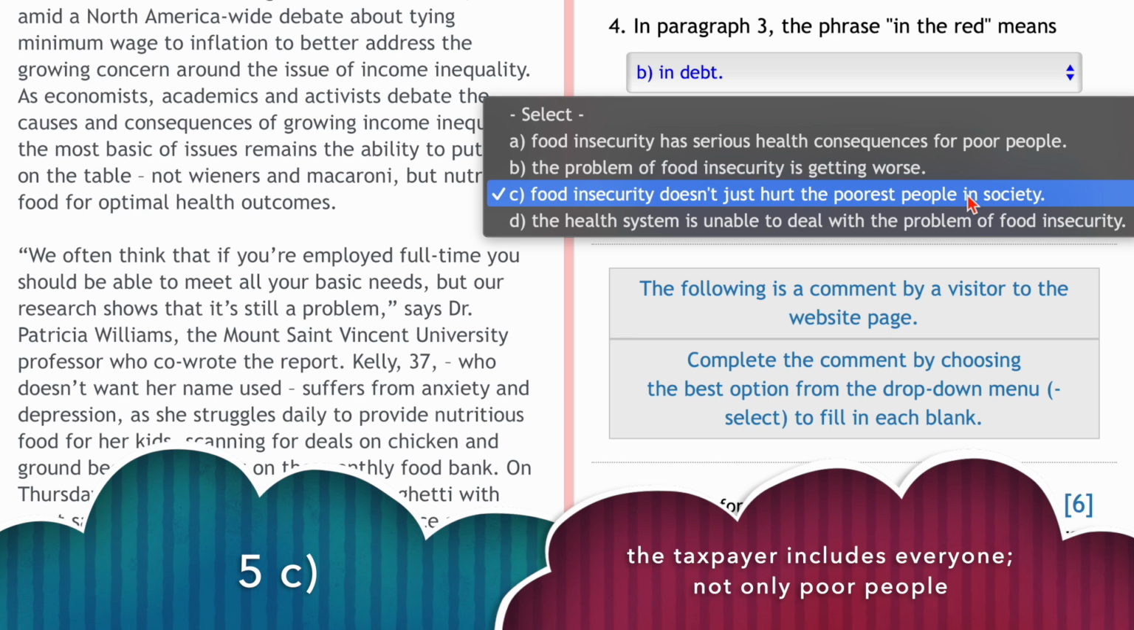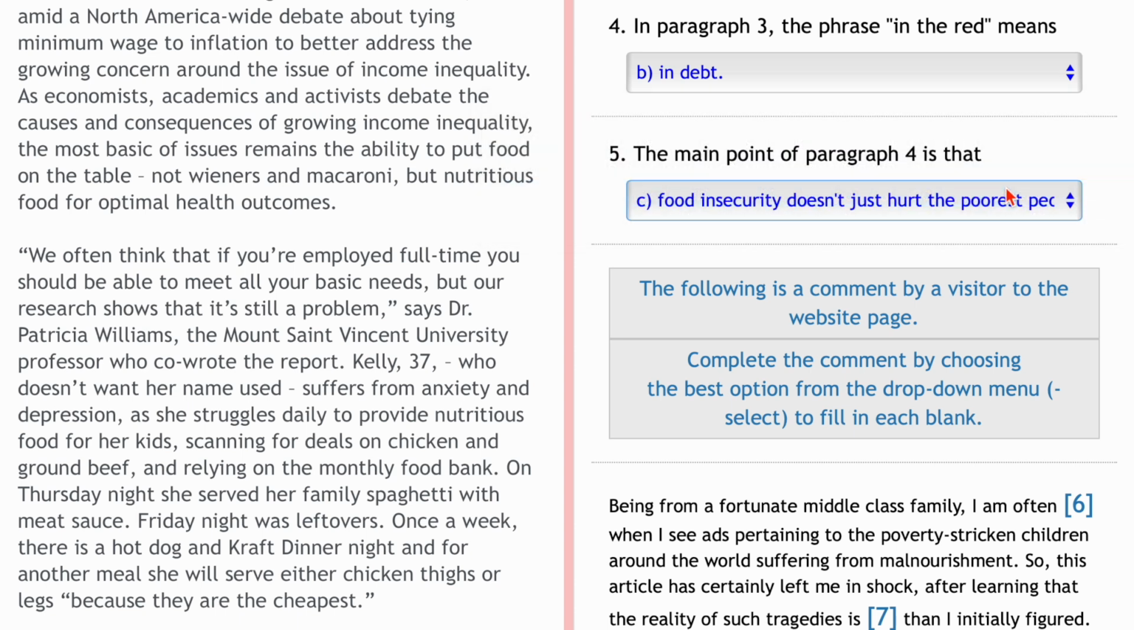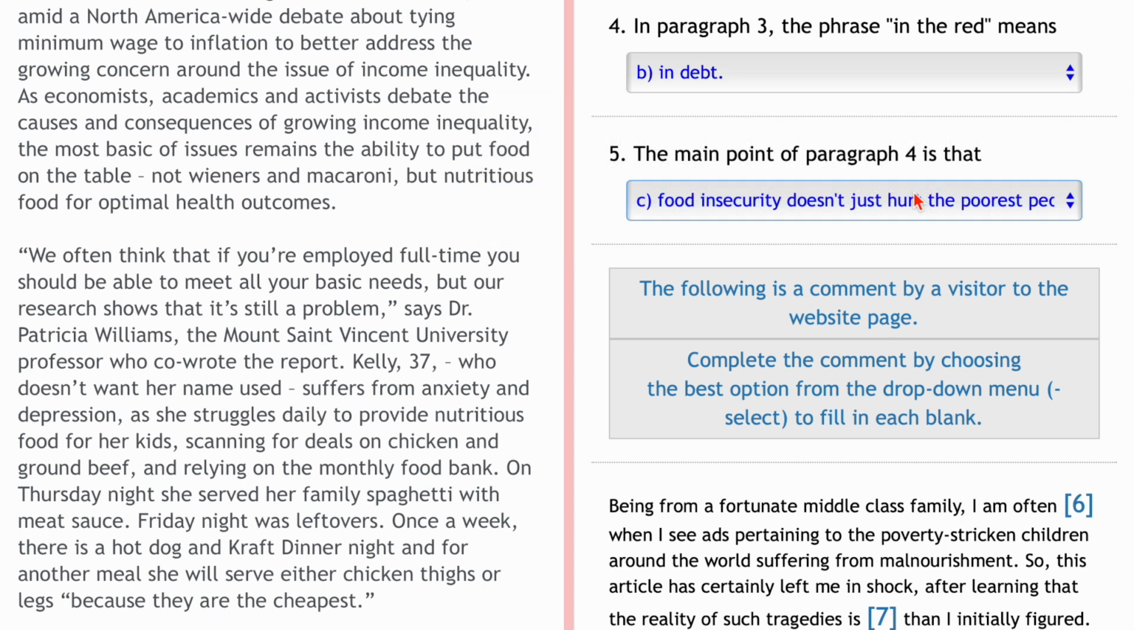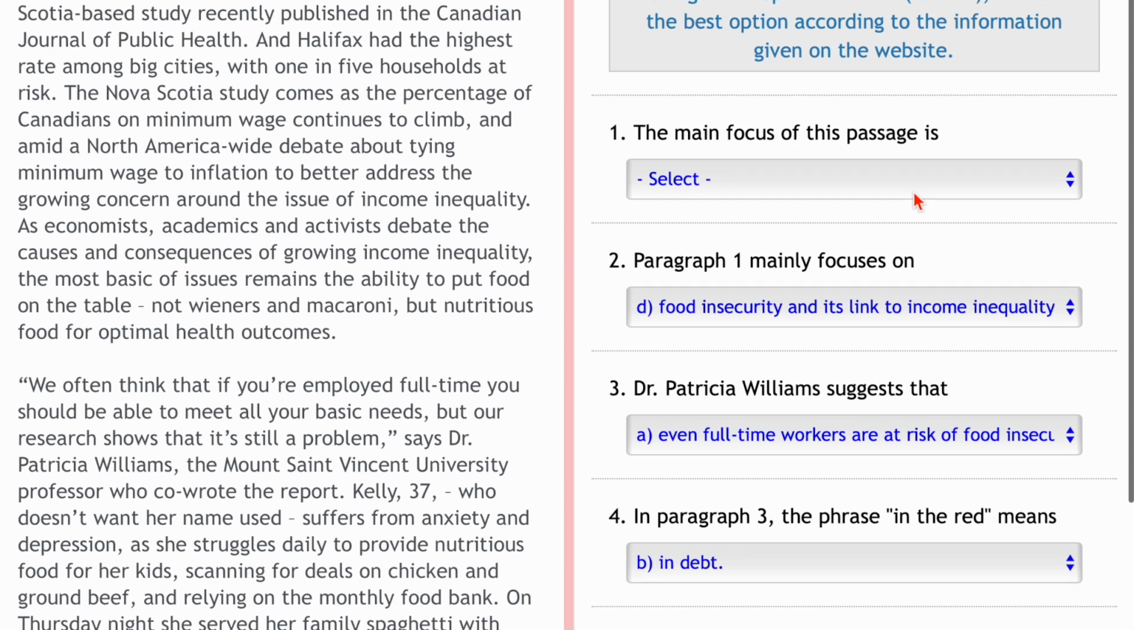And not just has serious health consequences for poor people. I think we know that, okay? And it doesn't really say about just the serious health consequences for poor people. It doesn't mention those. So very hard, that one, but I think it's trying to say that food insecurity affects everyone, even the taxpayer, not just the people who are food insecure. Okay? What about number one?